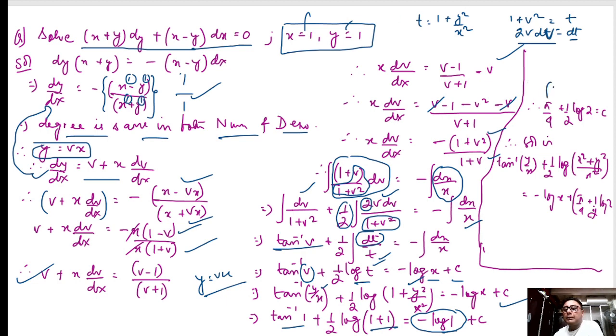So this is pi by 4 plus half log 2 plus c. From there we find the value of c. This is the value of c. Now replace the value of c in this equation. So it comes out to be this equation. This is our c.